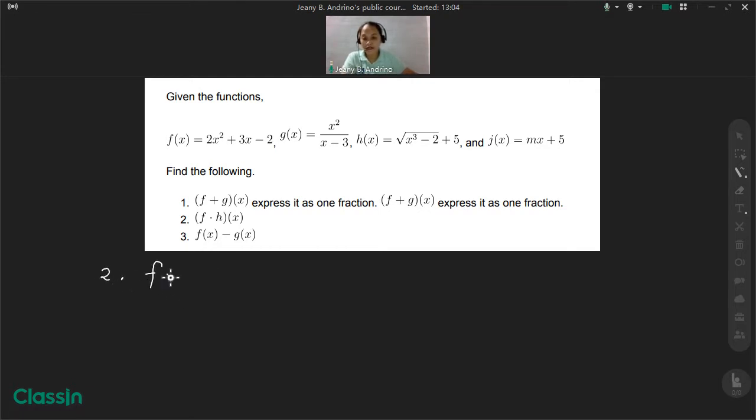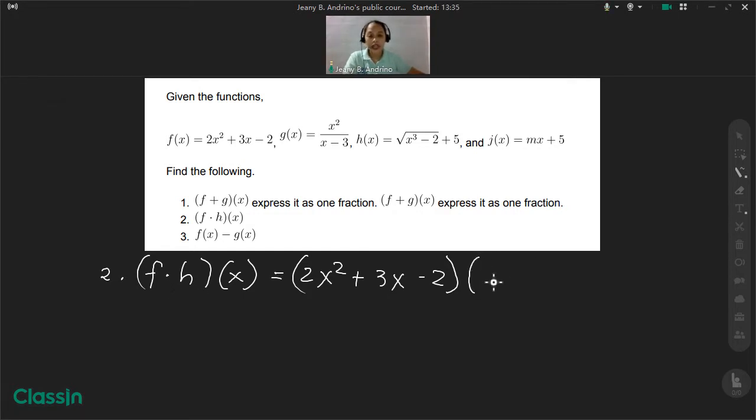We have f times h of x. So we are going to look at our function name. So we have f, that should be with the f of x. So we have 2x squared plus 3x minus 2. And then again, I'm placing that one in a parenthesis just to indicate that that is our function for f of x. Next, we go for h of x. This is multiplication, so we just have to multiply that one. We have our square root of x cubed minus 2, and the plus 5 is outside.